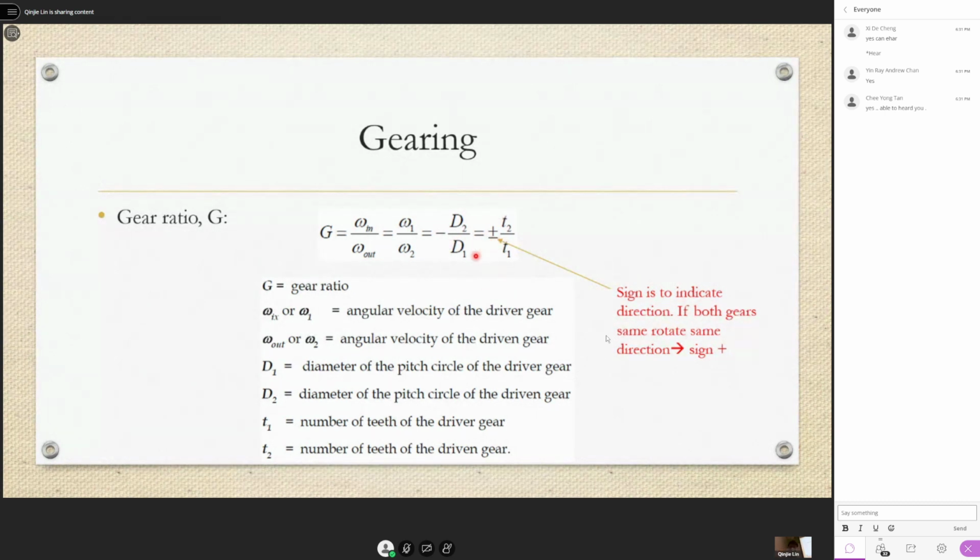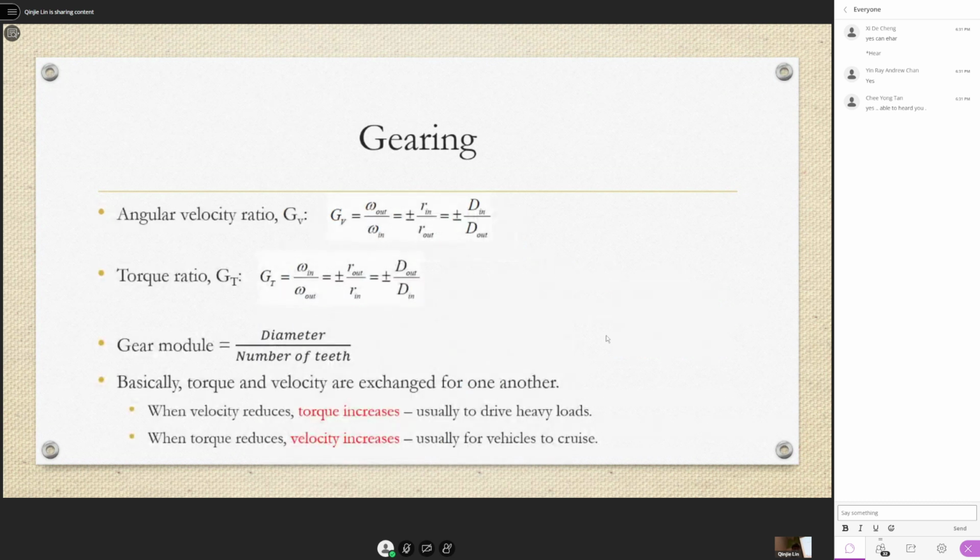Then the sign is to indicate the direction. If both gears rotate in the same direction, the sign will be positive. But for a start, you can just ignore the sign. Gear ratio, we usually don't say in negative numbers. We are just comparing the size and whether the speed is increased, whether the torque is increased. So that's gear ratio.